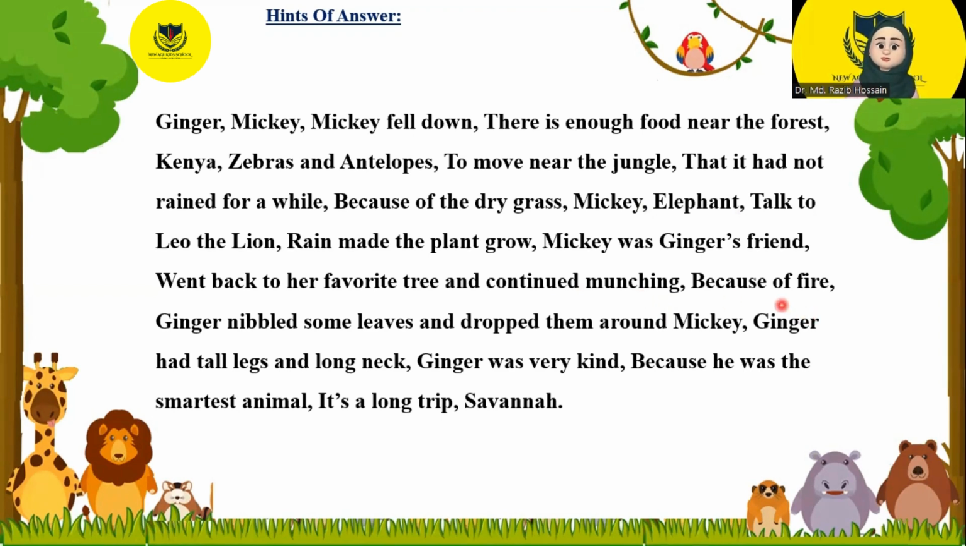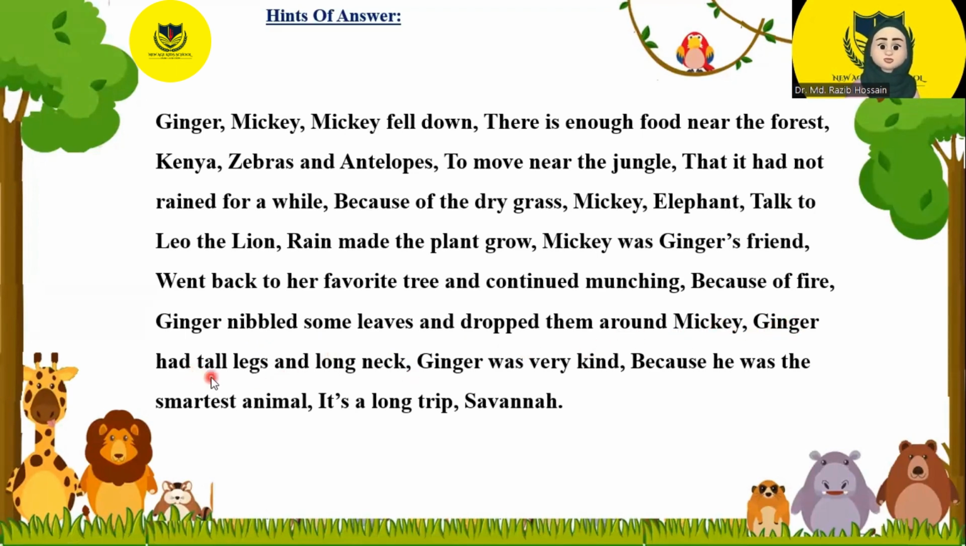Because of fire. Ginger nibbled some leaves and dropped them around Mickey. Ginger nibbled. Nibble means to bite something into small pieces with the teeth. So Ginger nibbled some leaves and dropped them around Mickey.